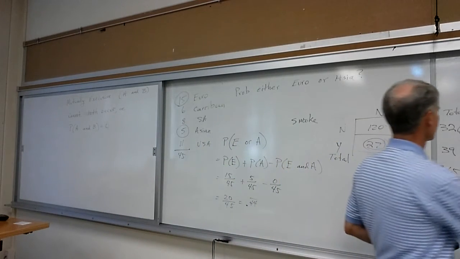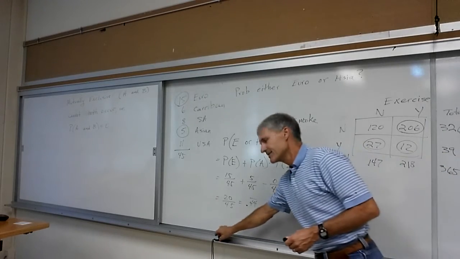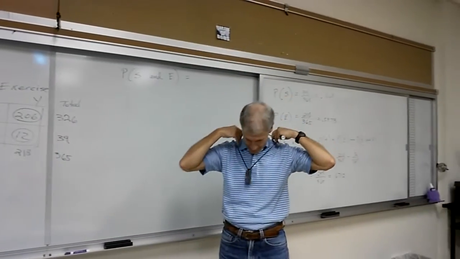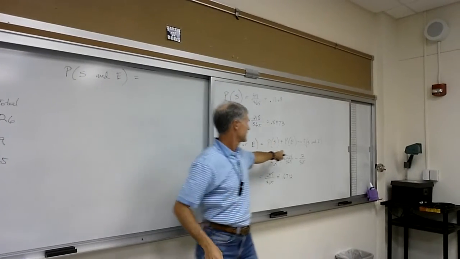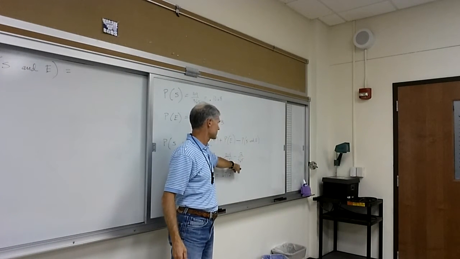All right, now let's come back over here to our contingency table with smokers and exercisers. What is the probability of smoke and exercise? This time it's an and statement, not an or statement. I know what you're thinking. You're thinking, didn't we already do this one? Yeah. Probability of smoke and exercise, we said was 12 over 365.